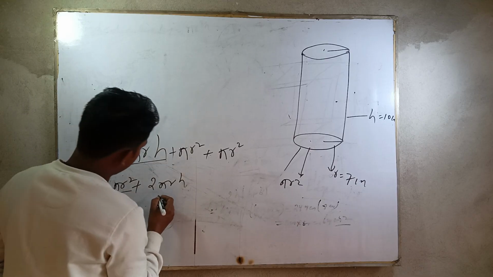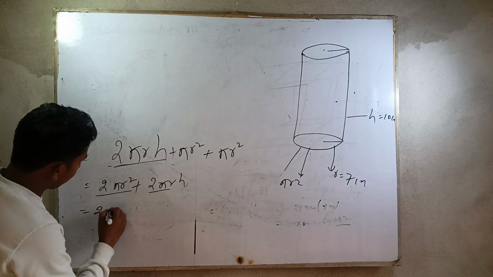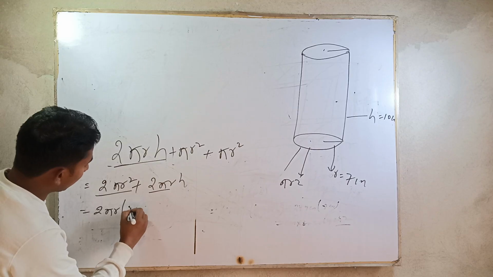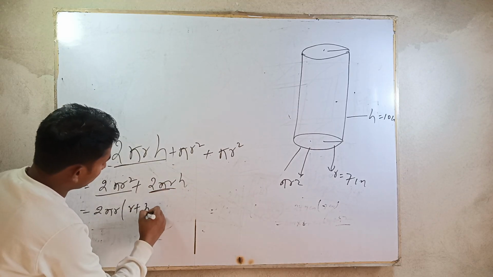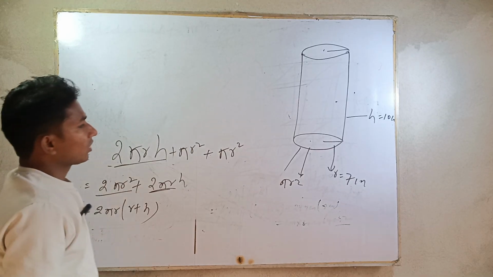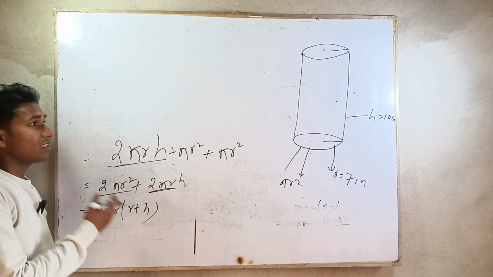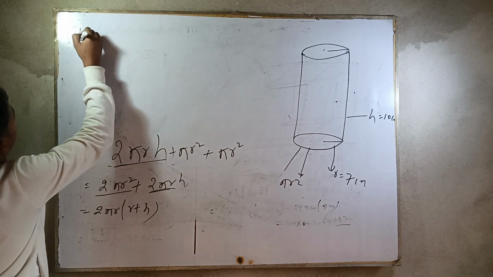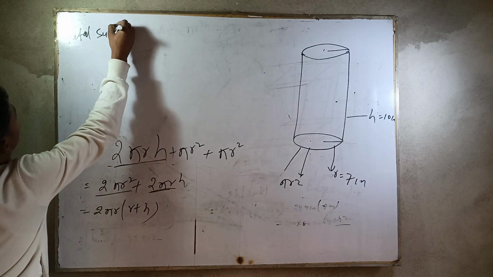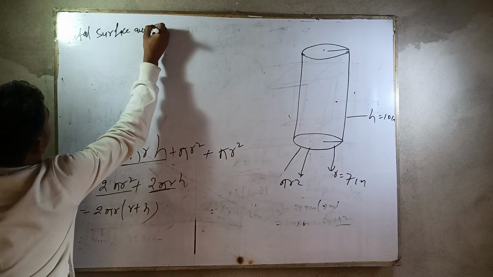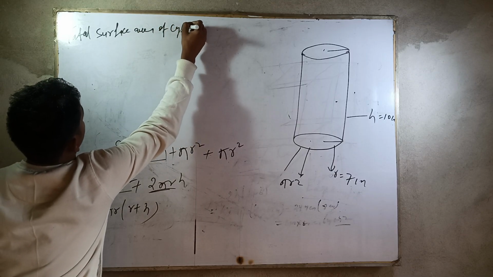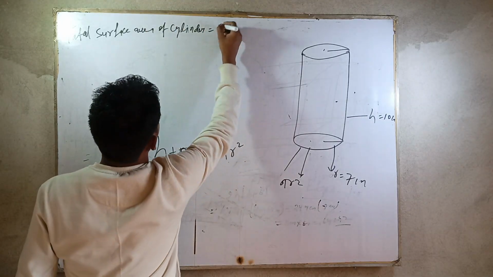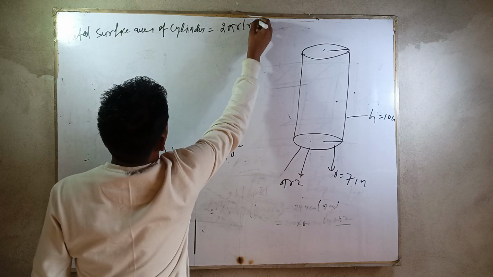If I take 2 pi r common, then one r will be left, and h will be left inside. So this one is the total surface area of cylinder. So total surface area of cylinder equal to 2 pi r into r plus h.